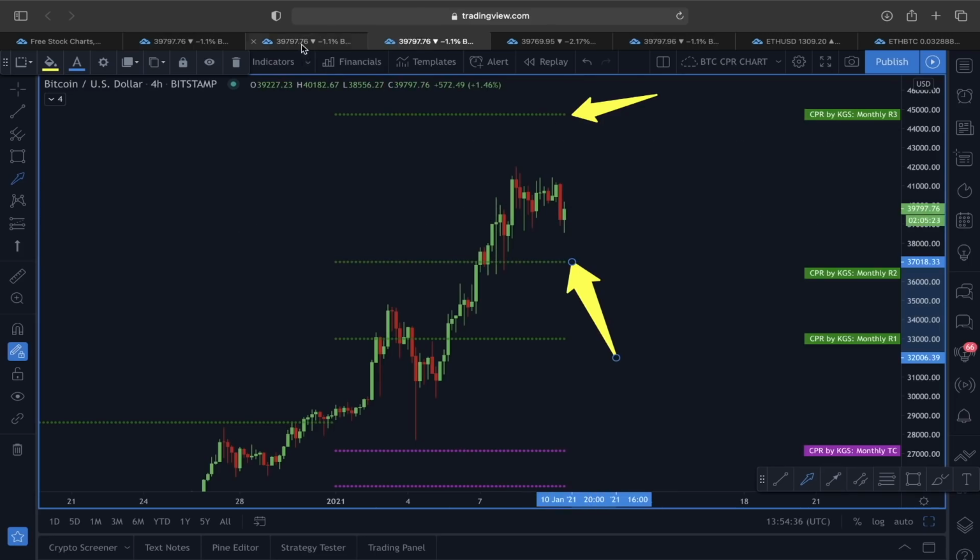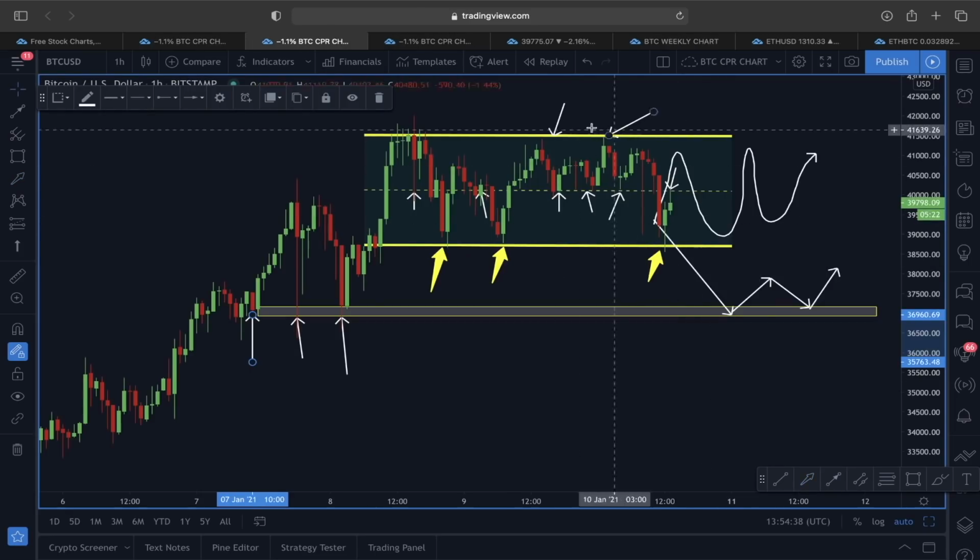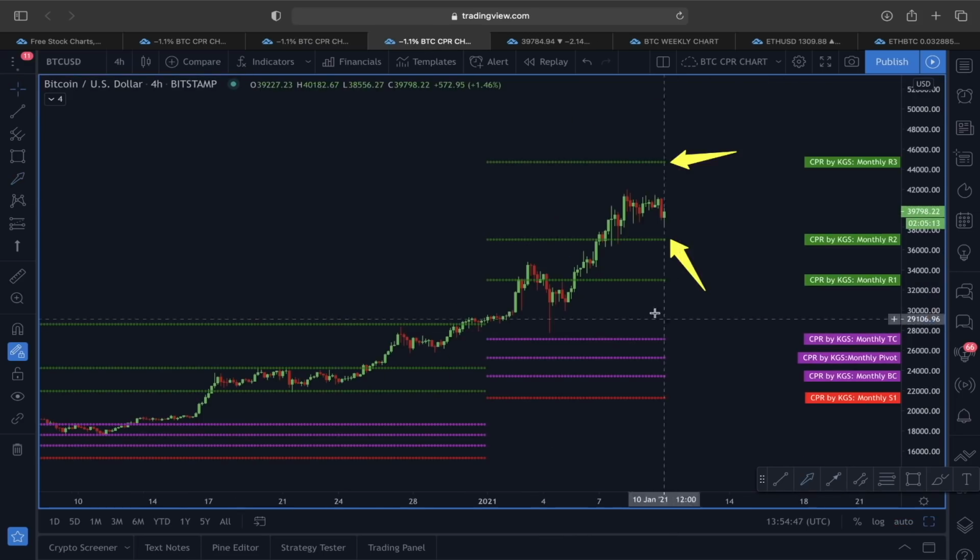But I'm actually going to see more likely a consolidation phase in this current scenario for Bitcoin. So if you would, let's say, look at this price structure in a bit different way.